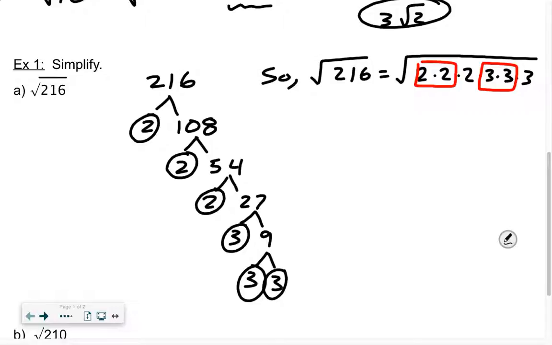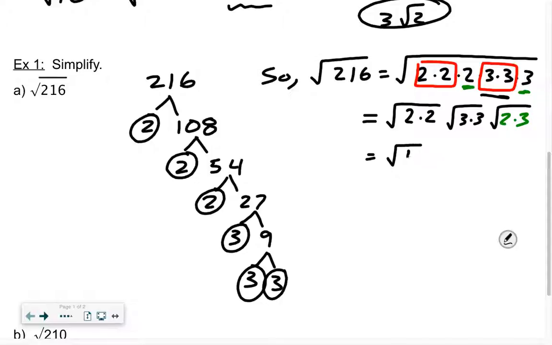So here's what we're going to do. We are going to take those pairs and we're going to put them in their own radical. Just like so. Same thing with this pair of 3's. Square root of 3 times 3. And then lastly, we're going to take our leftovers, which would be this 2 and this 3, and we're going to put them in their own radical. So again, look for pairs, put them in their own radical, and now we're going to go ahead and multiply.